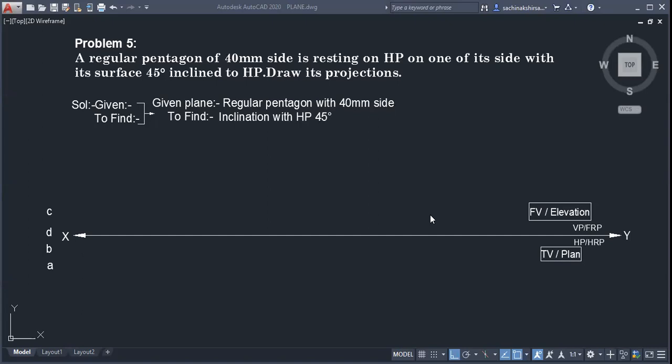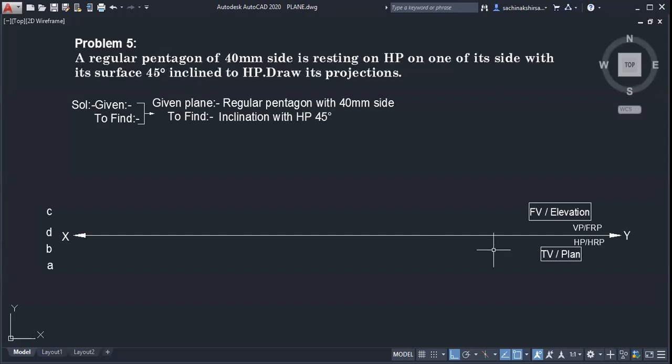A regular pentagon of 40 millimeter side is resting on HP on one of its side with its surface 45-degree inclined to HP. Draw its projections. Okay. Resting. So this word is resting. A regular pentagon of 40 mm side is resting on HP on one of its side with its surface 45-degree inclined to HP. Draw its projections.